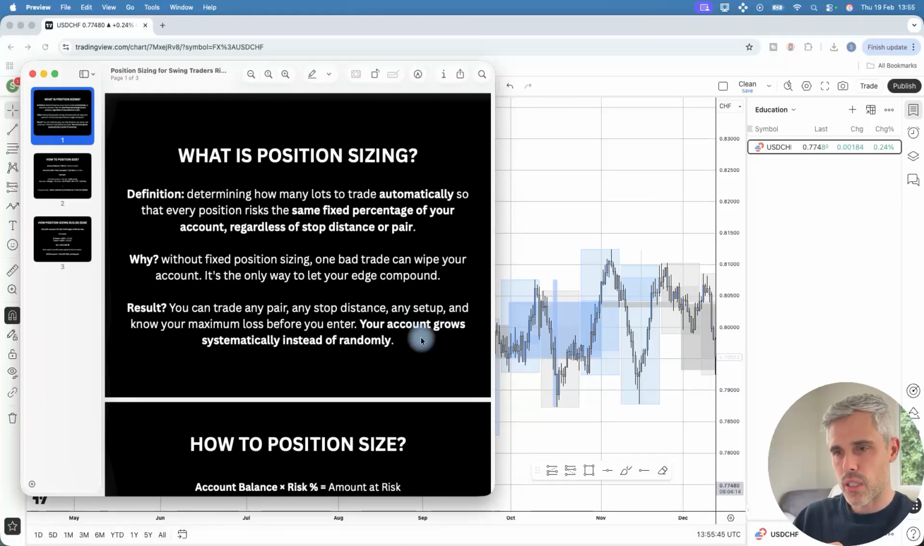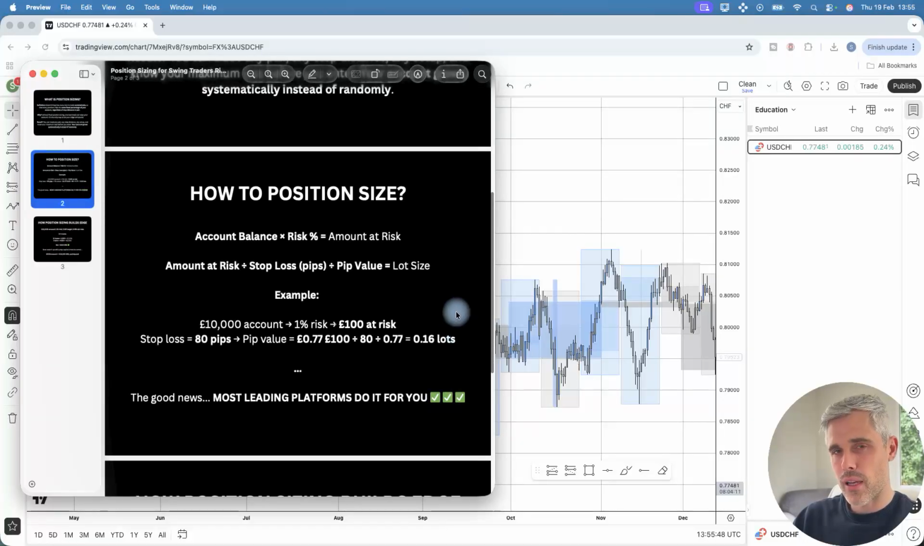So let's get on to how to position size. This is going to sound complicated, but at the end I'm going to show you how you can just circumvent this completely. And it actually isn't that complicated once you get your head around it. So your account balance times your risk is the amount at risk. So what does that mean? If you have a 10K account and you're only trading 1% of your account per trade, you want to ensure that you only have £100 of risk, or $100 if you're working in dollars, for every trade that you take. Now you can adjust this. This could be 1%, 1.5%, maybe even 2%. But before you go into a trade, you have a fixed amount of risk per trade.